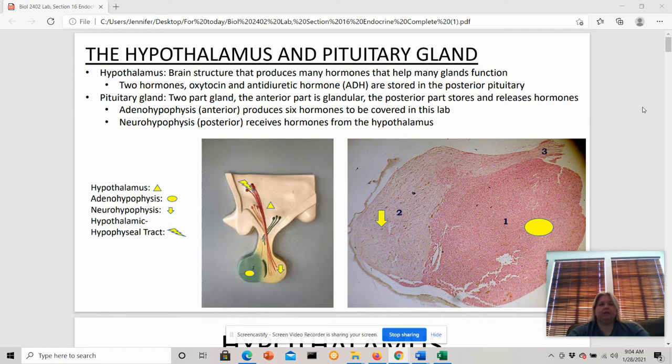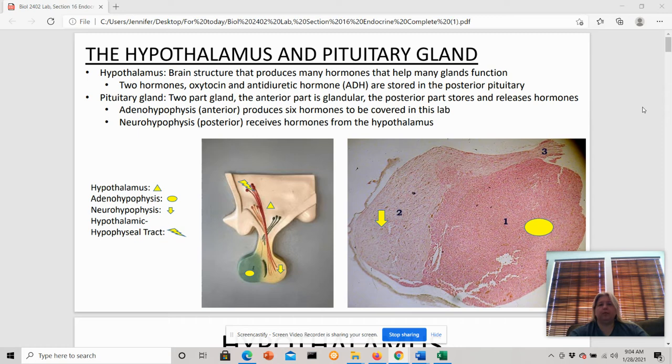So the hypothalamus is just a structure in the brain. It produces a lot of hormones, and it helps a number of glands function. And there are two hormones that we talk about, and this is oxytocin and antidiuretic hormone, or ADH, and they're going to be stored in the posterior pituitary. And so that's why usually we talk about it, is because the hypothalamus makes it, but it's actually stored in the posterior pituitary. Now, the pituitary itself is a two-part gland.